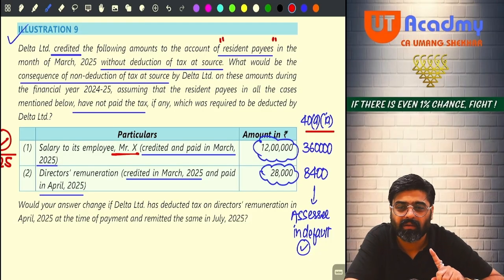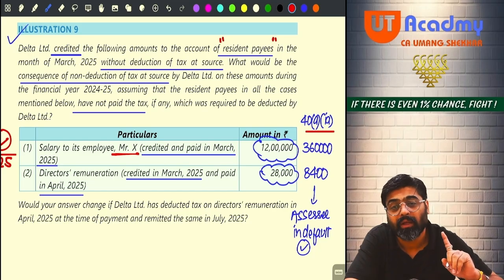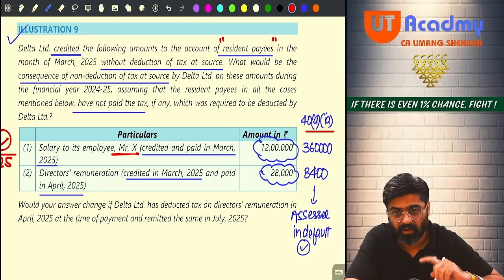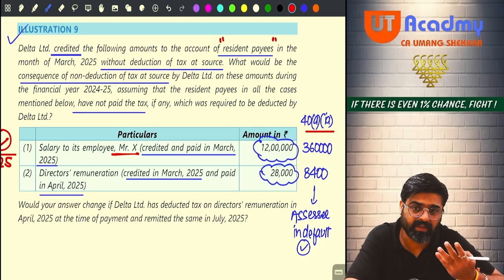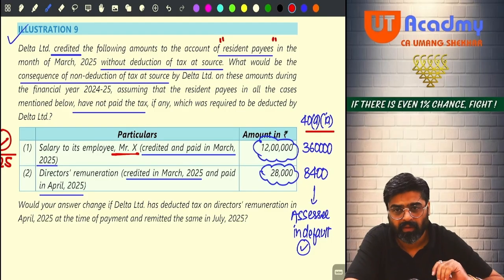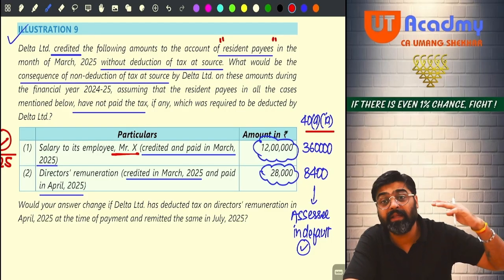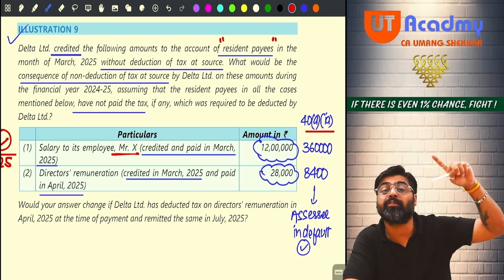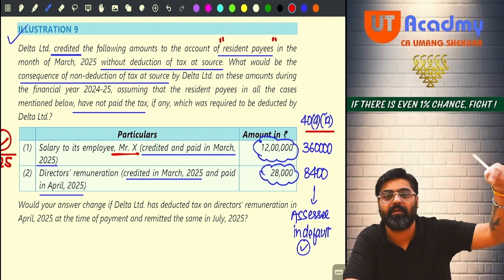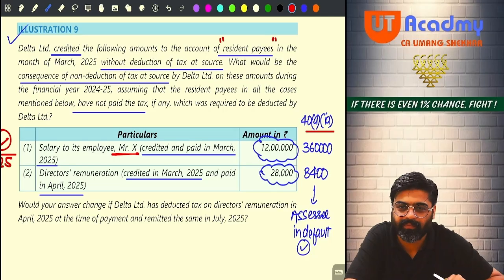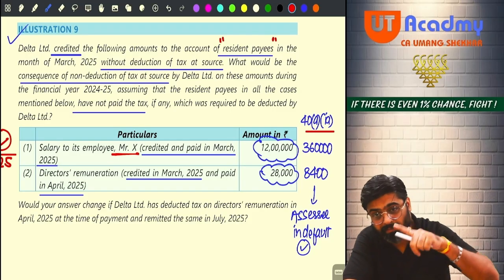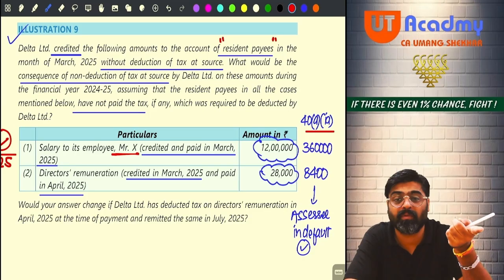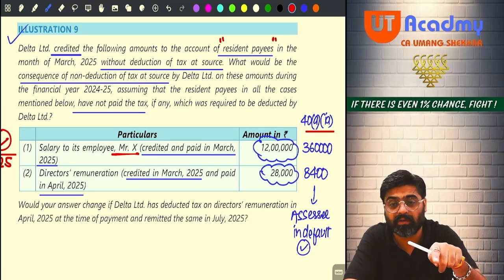Got it, sir? Later on, if Delta Limited deducts this TDS on the salary of the employee, then the 3 lakh 60,000 which was disallowed right now will be allowed later as a deduction in the year in which the TDS got deducted and paid to the government. TDS is to be deducted in this year only and deposited also in this year or on or before the due date of filing ROI of this year.